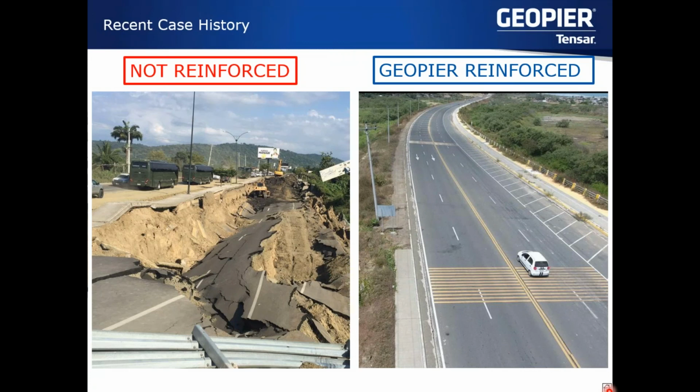A nearby embankment, which was the Briceño bridge embankment here on the right, was supported by Geopier elements, and there was no major damage to the embankment structures, and the embankment and the bridge were able to stay in service after the seismic event.